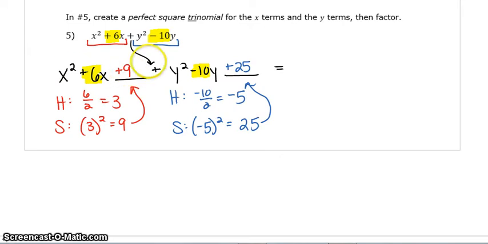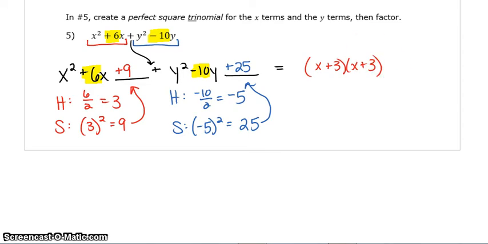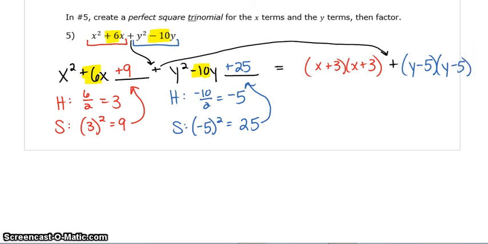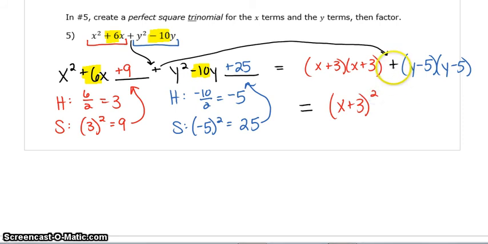Now I can factor my 2 perfect square trinomials. The x's, which I'll put in red, x squared plus 6x plus 9 is x plus 3 times x plus 3. The plus sign that was here just gets rewritten. It gets carried over. And y squared minus 10y plus 25 can get factored as y minus 5 times y minus 5. So if I simplify this, my final answer here is x plus 3 squared, bring down the plus sign that was there in the middle all along, and then y minus 5 squared.